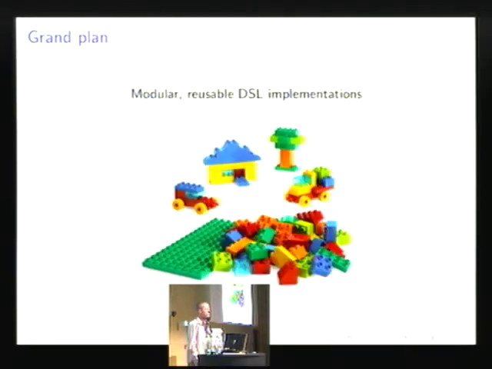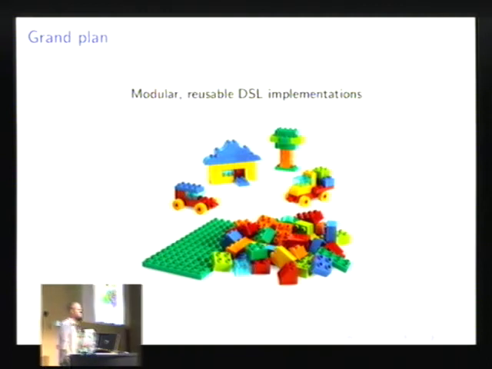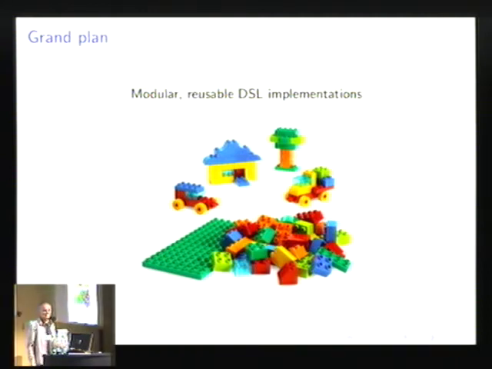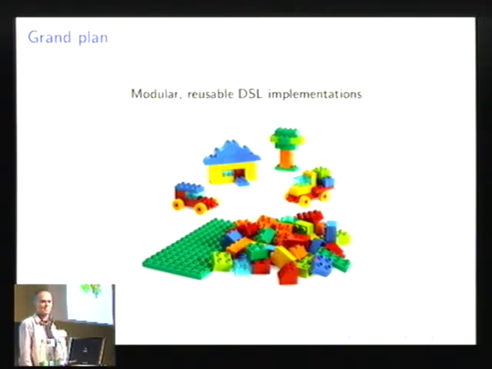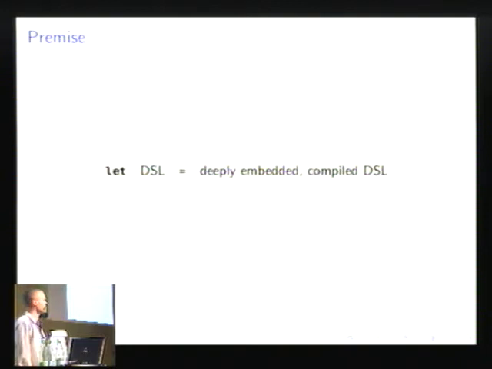The overall goal of this work is similar to what you heard Kunlo Lukutan talk about yesterday, namely to make it really easy to implement domain-specific languages. Ideally, you should be able to assemble a DSL implementation from a set of predefined building blocks. And by DSL, in this talk, I mean a deeply embedded compiled DSL. So that limits the scope.